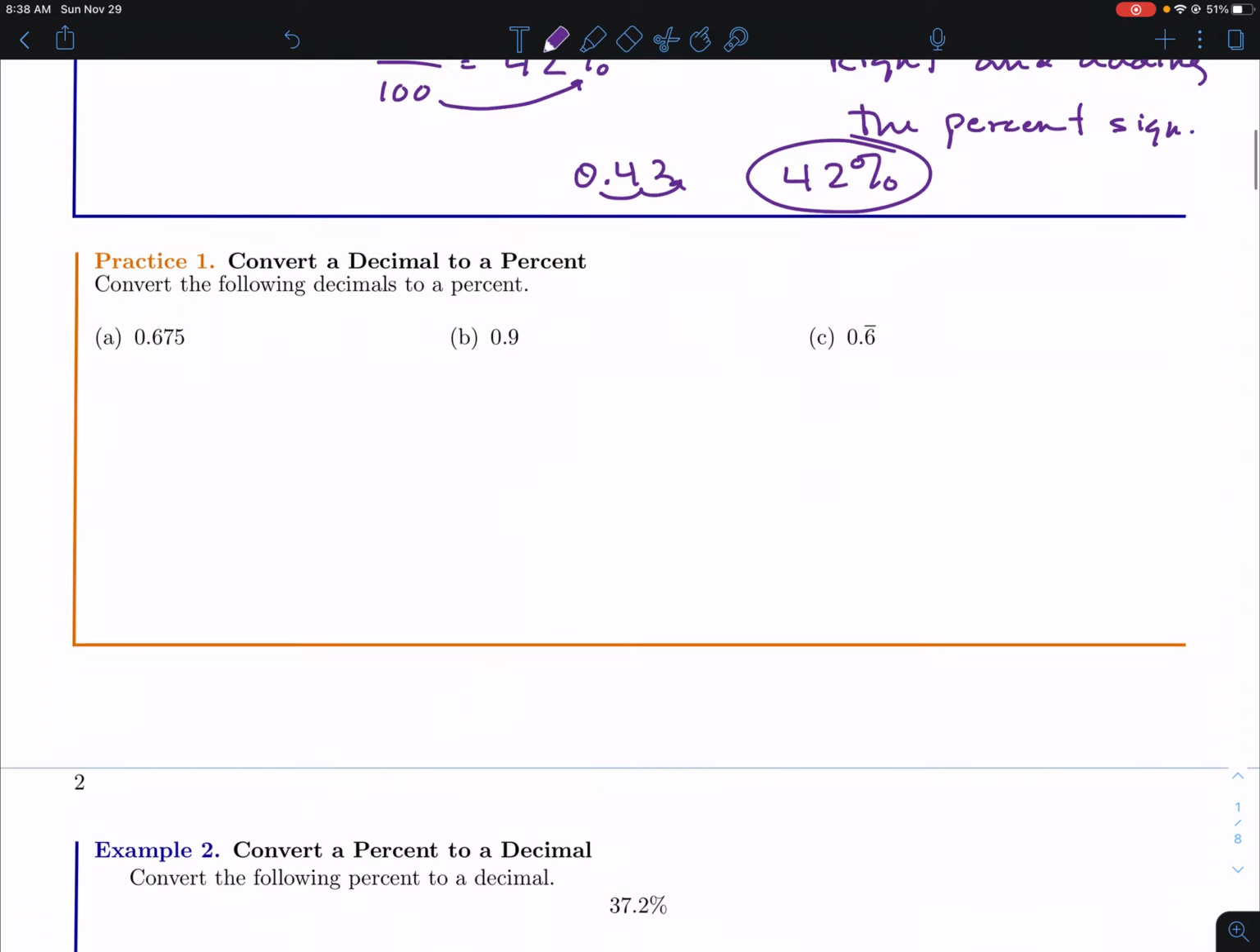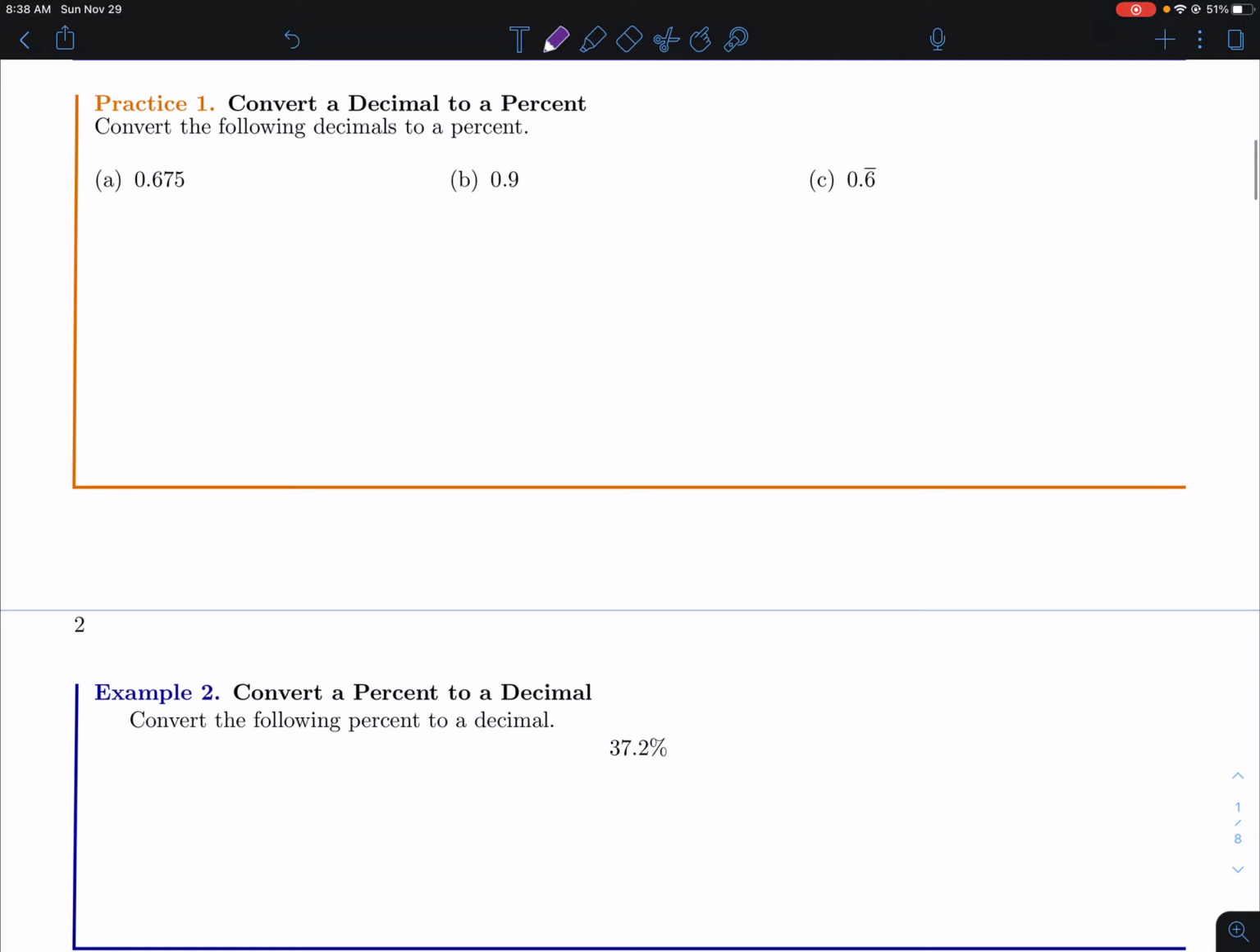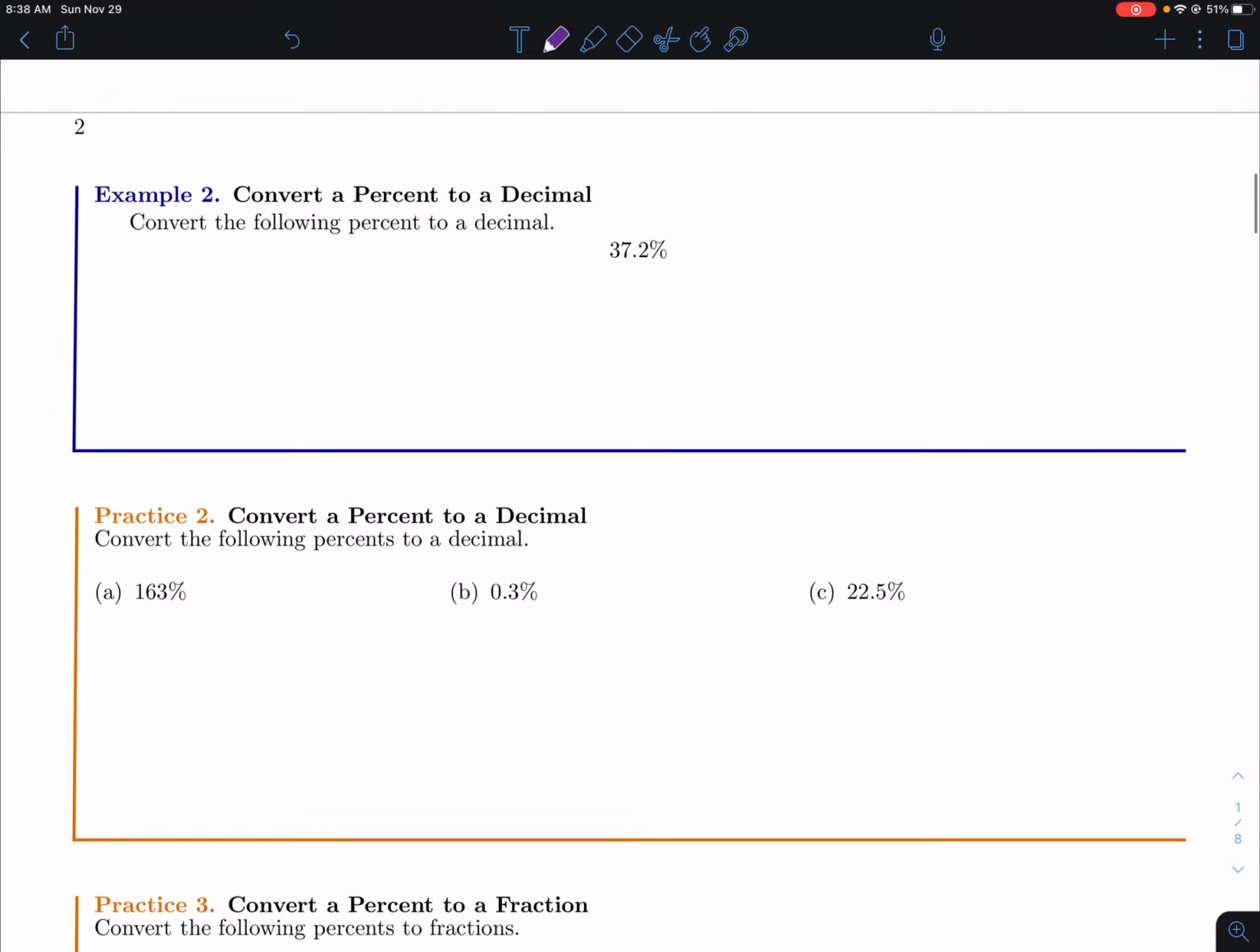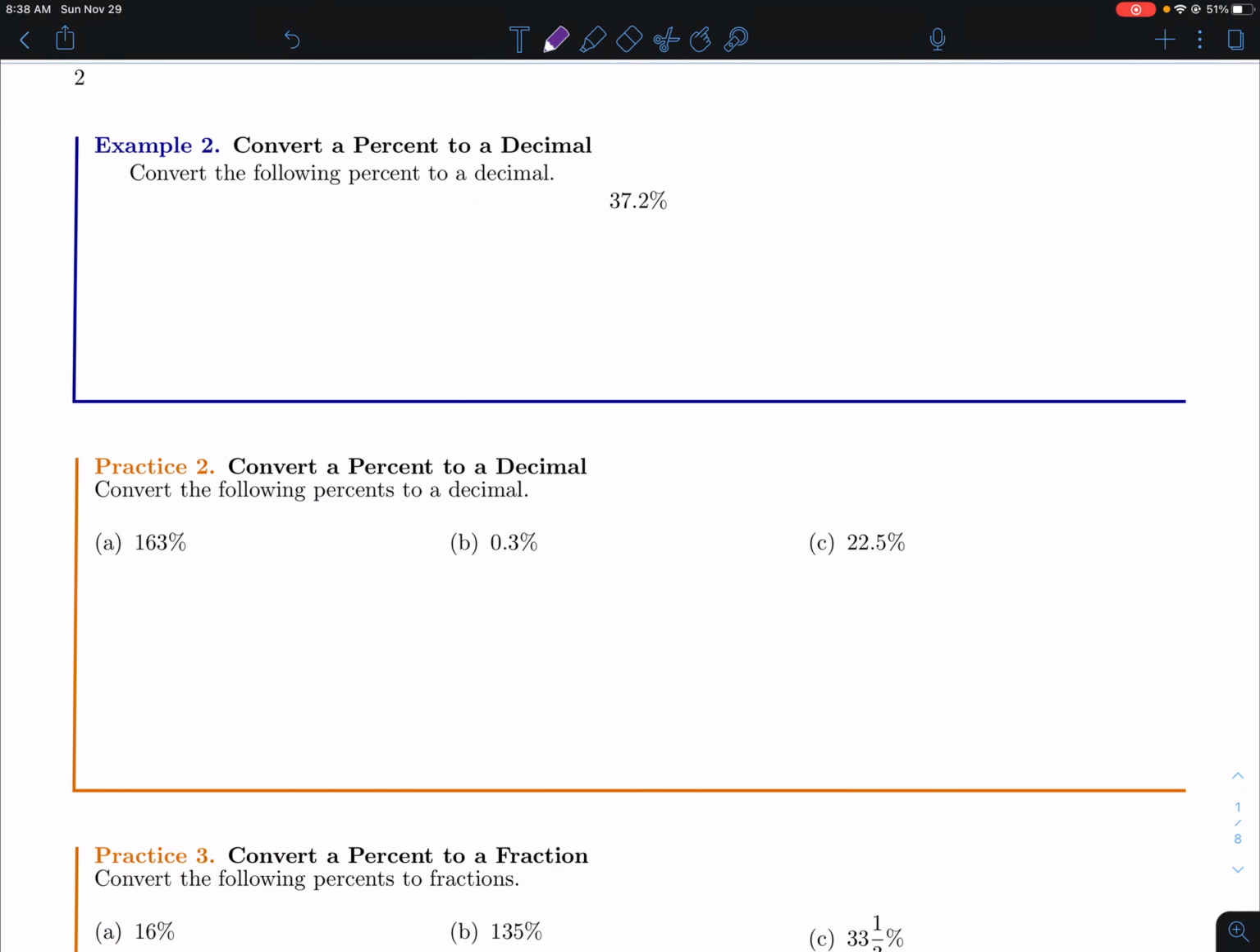All right, so you guys work on practice 1, which is doing the same thing we just did above. So either divide it by 100 or change it to just moving the decimal to the right. And when you're done, come on back and then we'll talk about going the opposite way, converting a percent to a decimal.